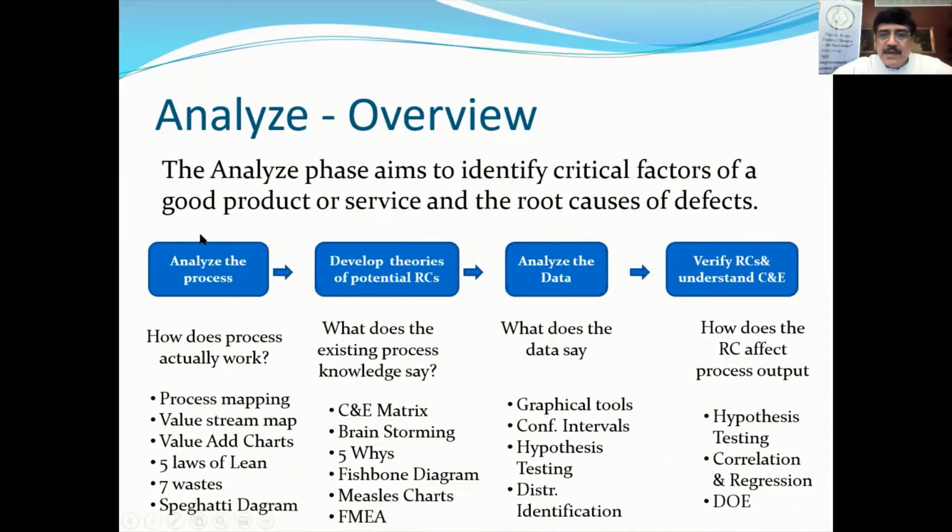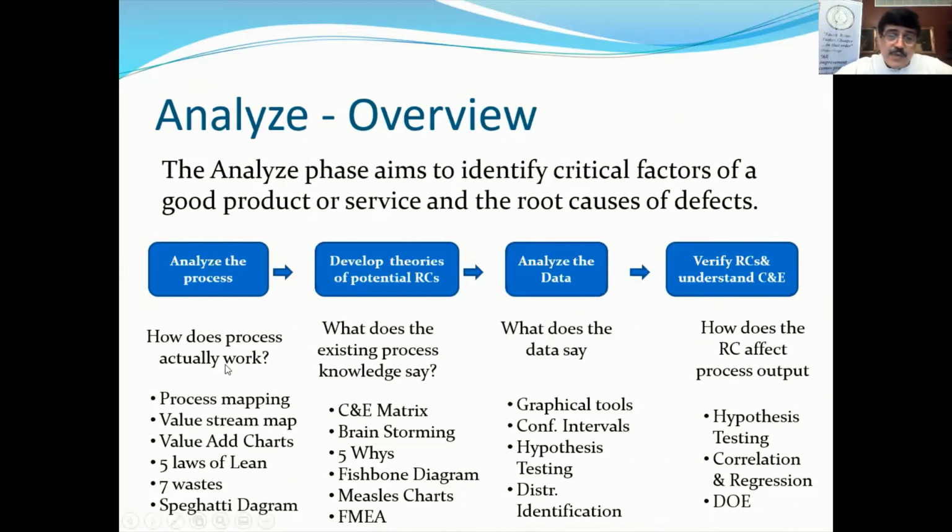And basically, this is what you will do. You'll see how the process actually works. What does the existing process knowledge say? What do we know about the existing process? What does the data say, which is very important. We need to look at the data. We collected the data. Now we want to see what the data says, and how the root causes affect the output, basically.